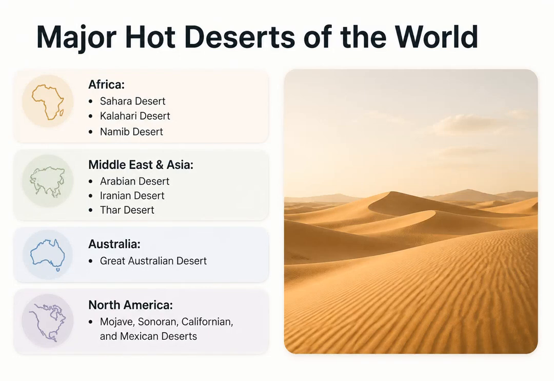You are likely familiar with many of these hot deserts. In Africa, we have the massive Sahara in the north, and the Kalahari and Namib deserts in the south. Moving east, there's the Arabian and Iranian deserts, and the Thar Desert bordering India and Pakistan. Australia is largely defined by the Great Australian Desert. Over in North America, the hot deserts go by several regional names, including the Mojave, the Sonoran, the Californian, and the Mexican deserts. Despite the different names, they all share that same BWH climate profile.